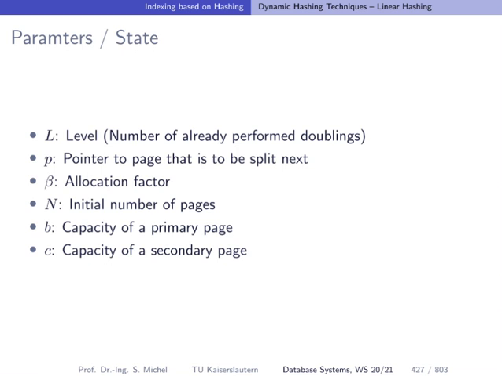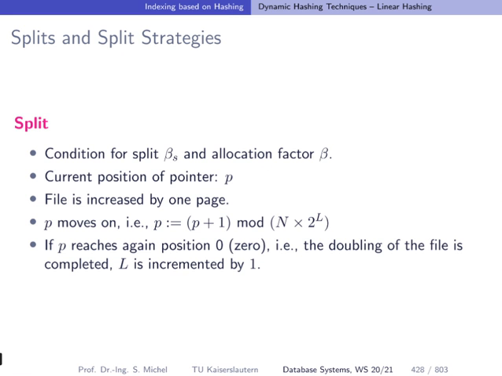So if we look at the following configurations, the number of levels, so the number of performed doublings, the pointer to the next page, the allocation factor, and so on, then we can basically say that the split condition and the allocation factor determine the split. The pointer moves on in the following way, and if P reaches the first position, then we have to increment L.